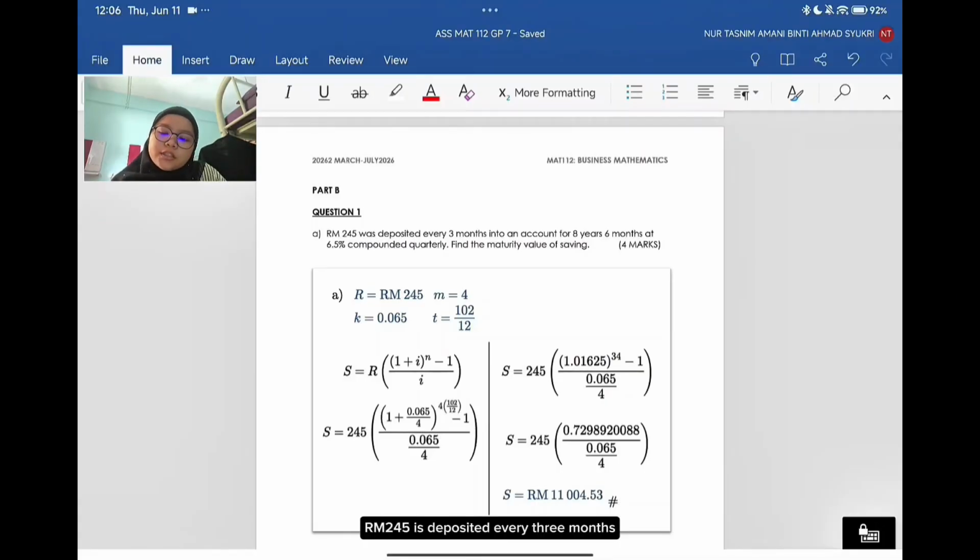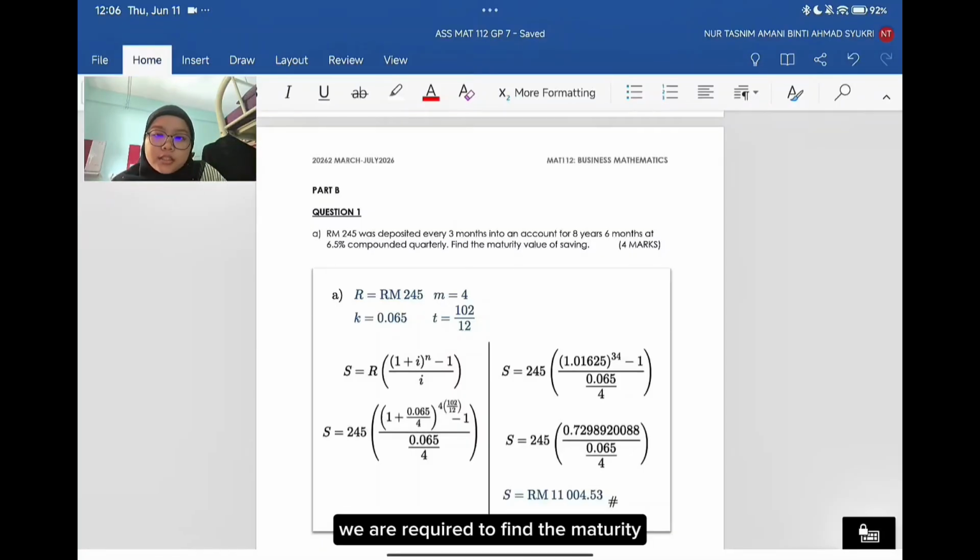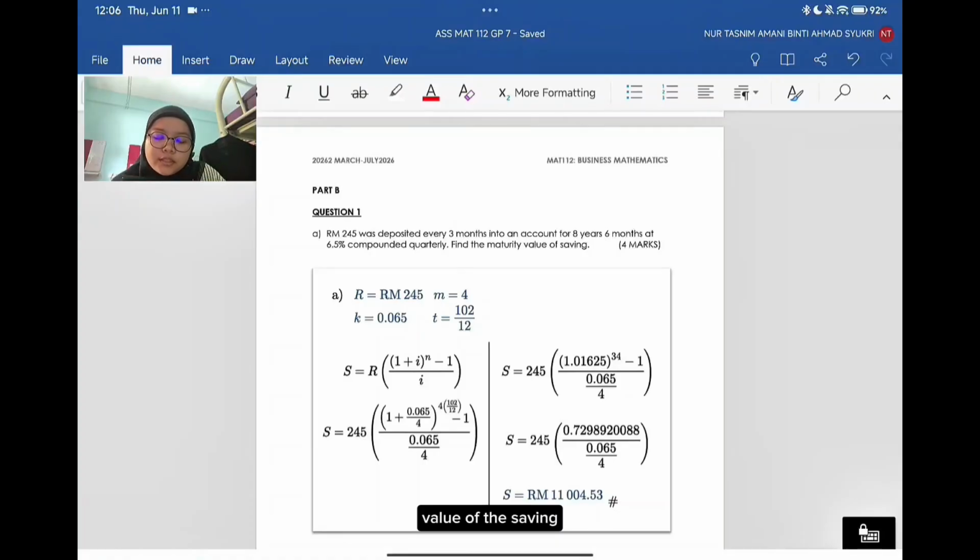Next, for part B, question 1A. In this question, RM245 is deposited every 3 months for 8 years and 6 months at an interest rate of 6.5% compounded quarterly. So, we are required to find the maturity value of the savings. The information given is R equals 245, interest rate K equals 0.065, and M equals 4, which is compounded quarterly. And the time period equals 8 years 6 months, or 8.5 years.